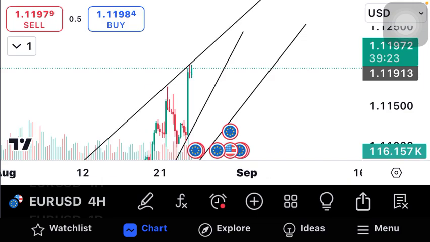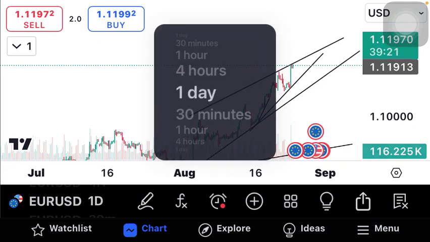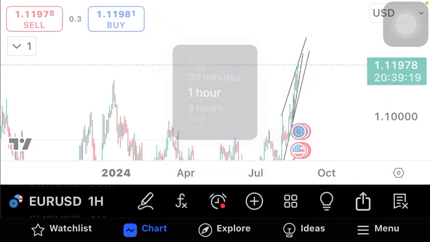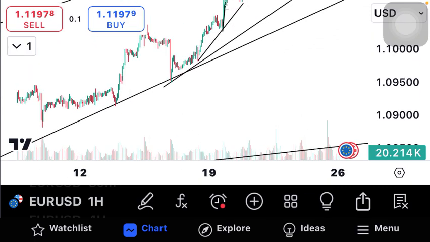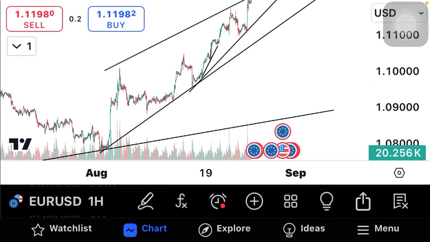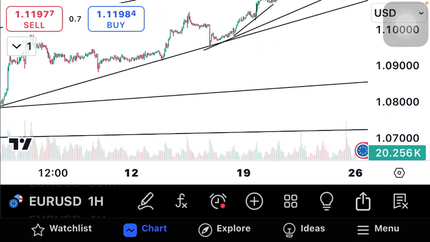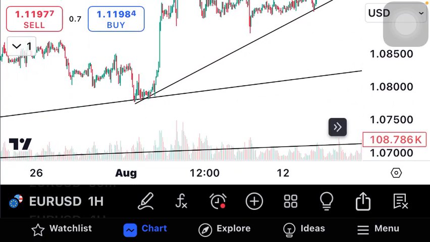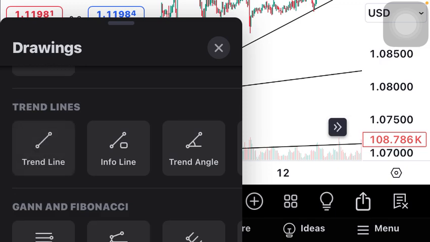So let's go again. Let's go to the 1-hour. What you see, point 1, point 2. I'll still write this one. Let me write this one real quick.